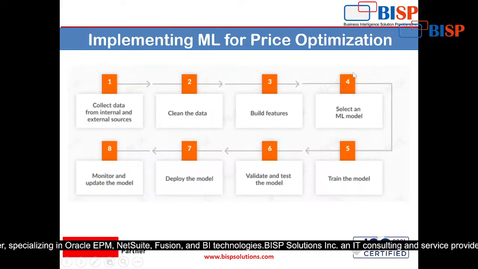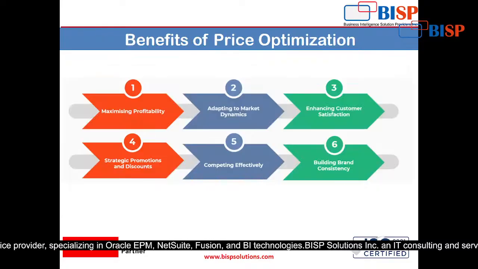Now, implementing machine learning for price optimization. This is the internal mechanism of the machine learning algorithm that we are going to use. First, collect data from internal and external sources, clean the data, then build features, then select an ML model. After that, train the model, validate and test the model, deploy the model, and monitor and update the model. I will explain this practically, so don't worry about it.